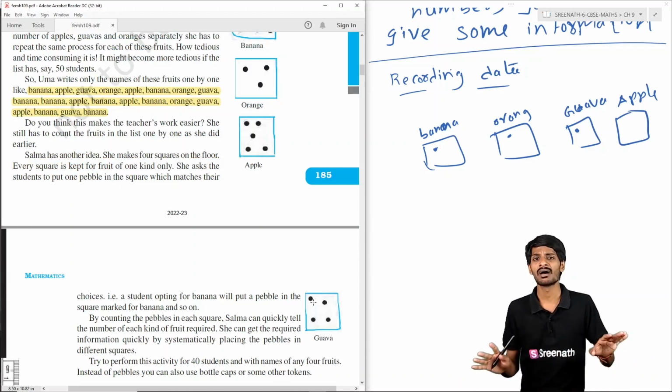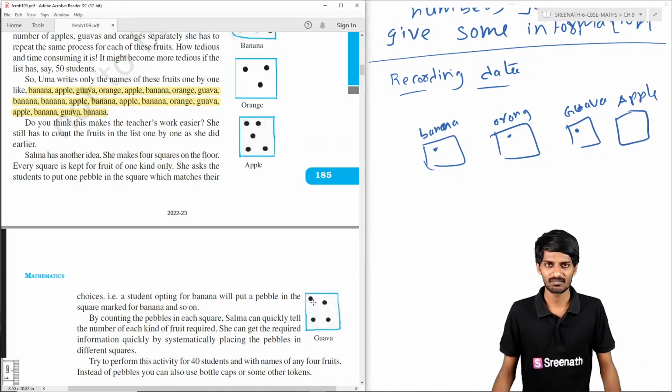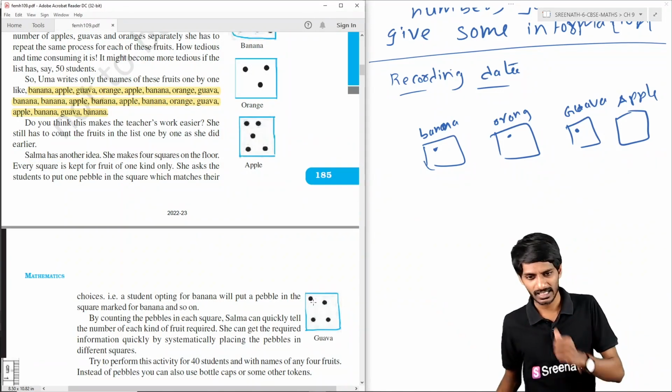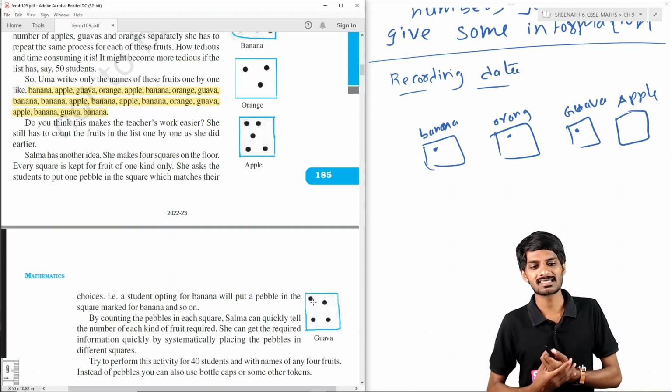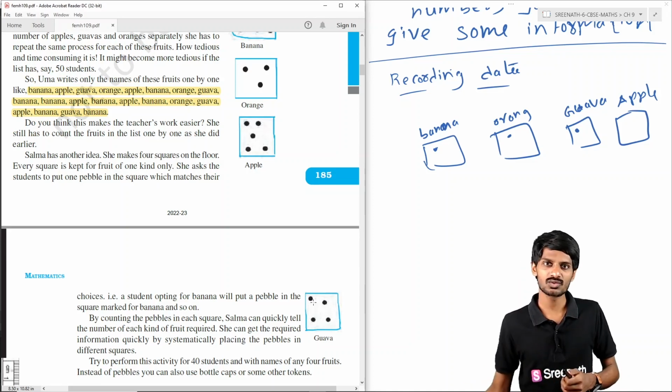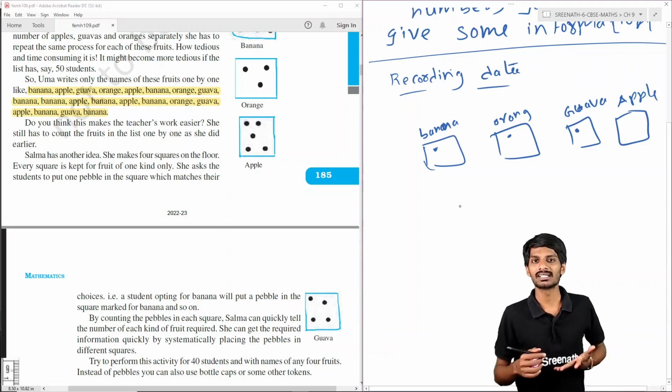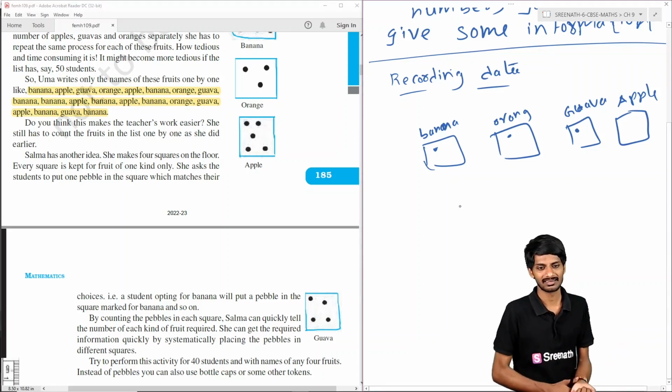Like that, the work is so easy. We can do it simply. It is as easy as that, students. So that is the thing. This way of recording the data is much easier.